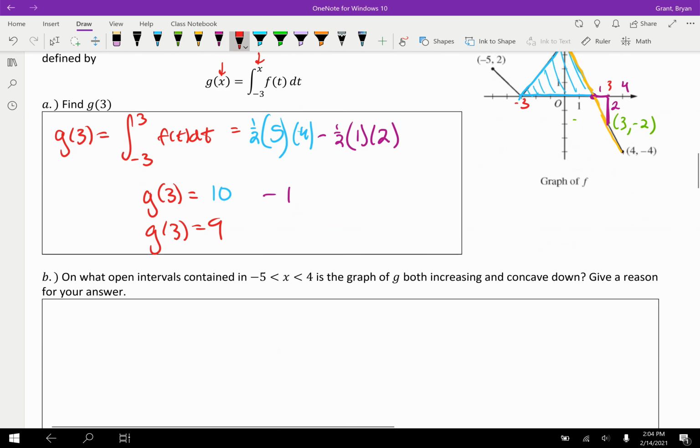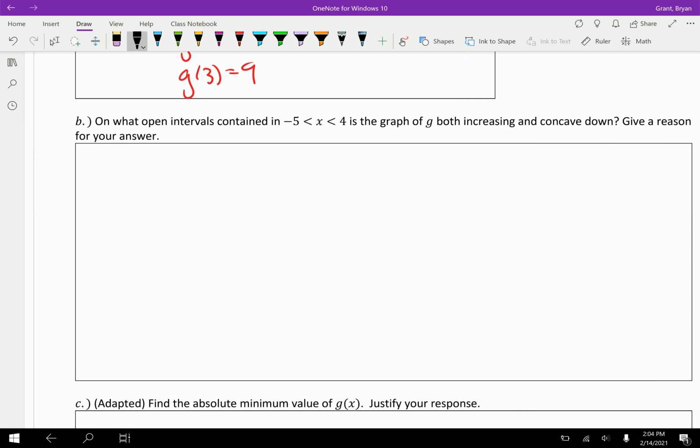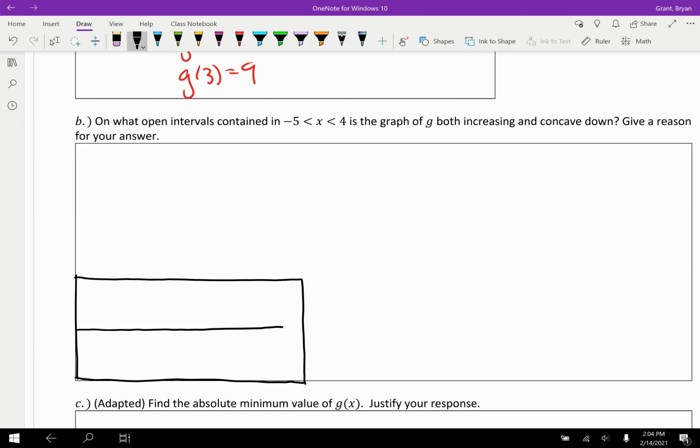Now let's look at part B, because this is where things can start being a little tricky. On what open intervals contained in blah, blah, blah, is the graph of G both increasing and concave down? Give a reason for your answer. Okay, well, I definitely know if we're increasing and concave down that I'm going to need a double sign chart here. Don't know how big yet, but I'm just going to use that lower corner, get some straight lines.